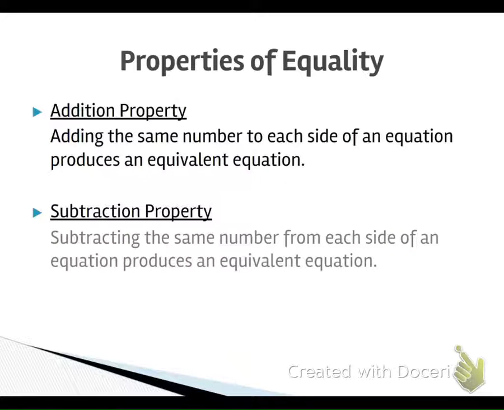So our first one is the addition property. Adding the same number to each side of an equation produces an equivalent equation. So I'm going to give you an example of that. I'm just going to write them down here. Example, x minus 3 equals 7. If we added the same thing to both sides, I'm going to add 3.